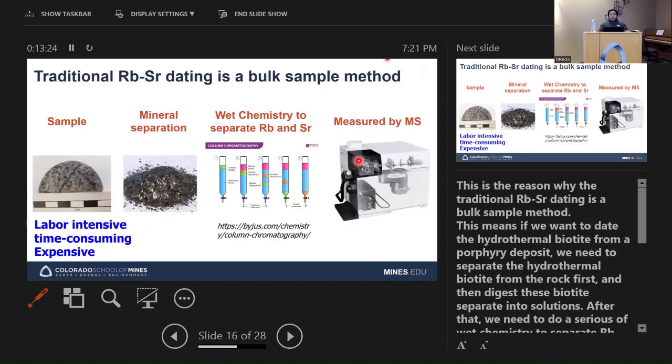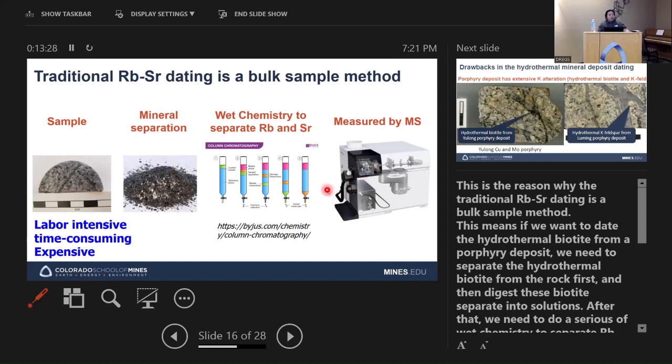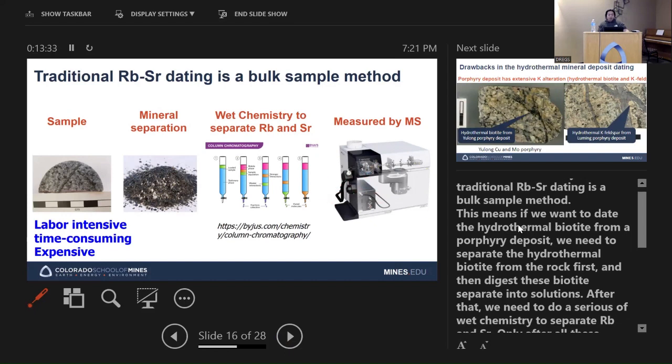And that's why the traditional rubidium and strontium dating is a bulk sample method. When I say bulk sample method, this means if we want to date the hydrothermal biotite, for example, this is a porphyry sample, we need to do the mineral separation first. And then we need to dissolve all the biotite separate into solutions.